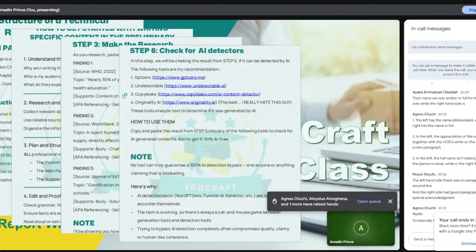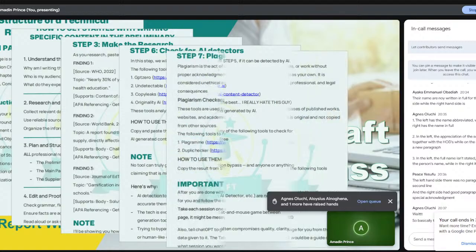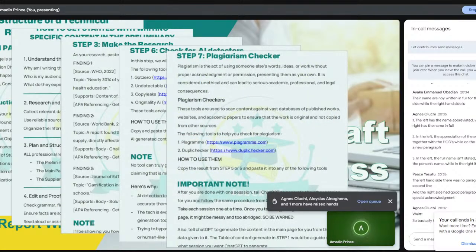I love number four, Originality AI. That AI detector is very, very great. It detects literally anything. So we'll be showing you how to bypass this thing, very simple. And also we'll be showing you how to bypass plagiarism checkers.